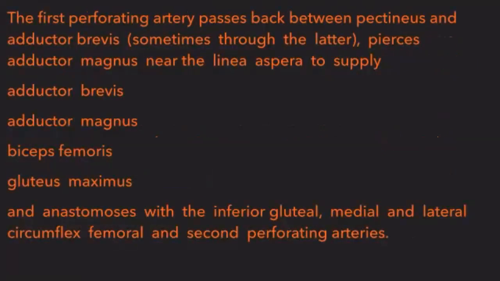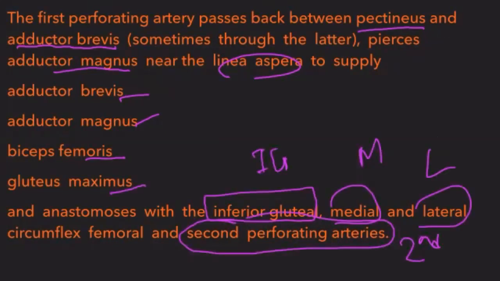The first perforating artery passes back between pectineus and adductor brevis, pierces adductor magnus near the linea aspera to supply adductor brevis, magnus, biceps femoris, and gluteus maximus, and anastomoses with the inferior gluteal artery, medial and lateral circumflex femoral, and second perforating artery. So it anastomoses with the second perforating artery, lateral circumflex, medial circumflex, and inferior gluteal artery, right? And it supplies brevis, magnus, biceps femoris, and gluteus maximus.